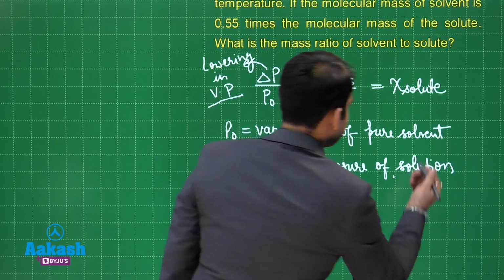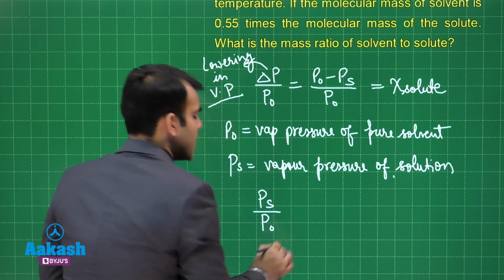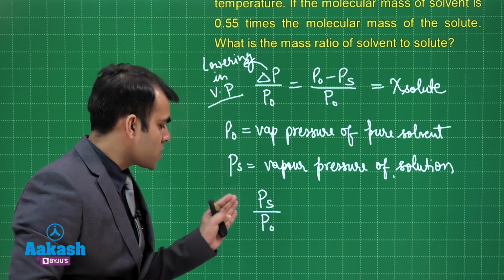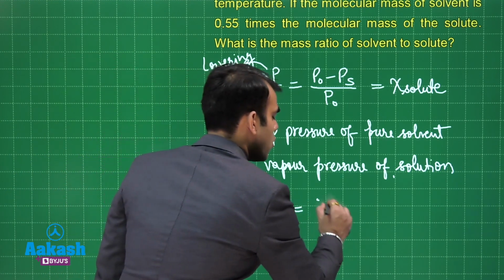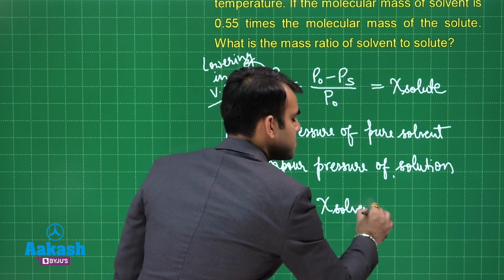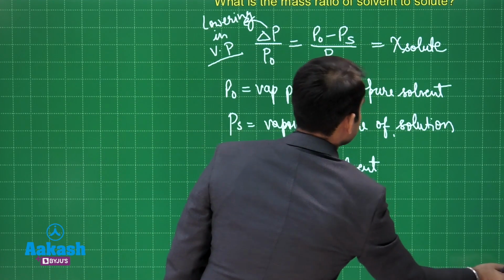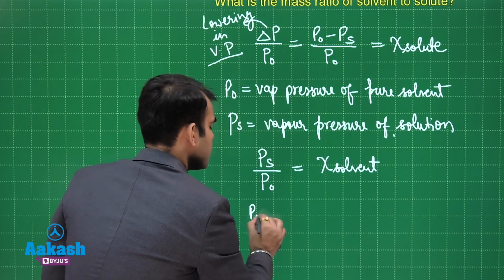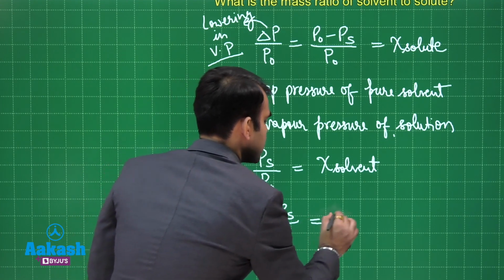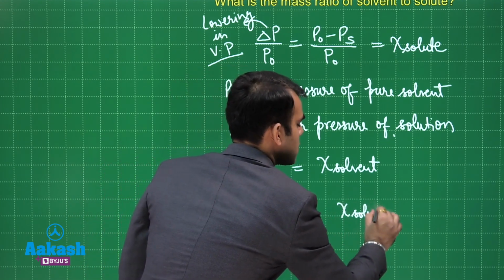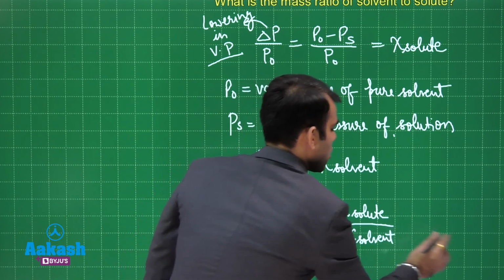Now we also know that Ps divided by P naught, that is vapor pressure of solution divided by vapor pressure of pure solvent, is equal to the mole fraction of solvent. Now if I take the ratio of these two quantities, what I obtain is that P naught minus Ps divided by Ps is basically the mole fraction of solute divided by the mole fraction of solvent.